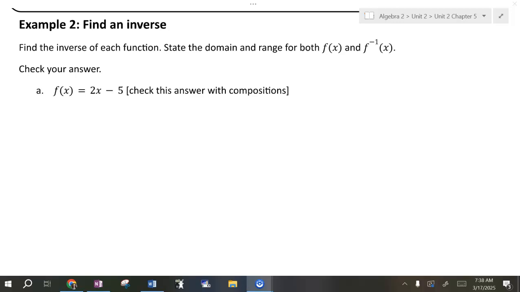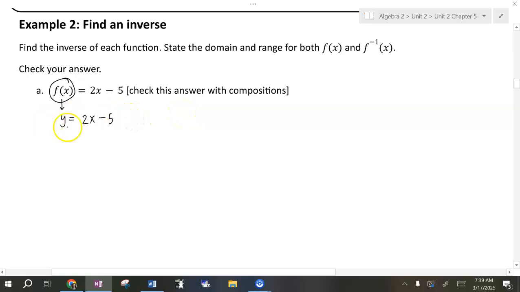All right, let's try those 4 steps with an example. Here's the first one. It says, find the inverse of the function. State the domain and range for both f of x and f inverse, and that little -1 means inverse, so you're just going to read it as f inverse of x. And it says check your answer. So step 1 is to replace f of x with y if necessary. It is necessary here because this one says f of x, so we're going to replace that with y first. Also in step 1, it says check the horizontal line test.